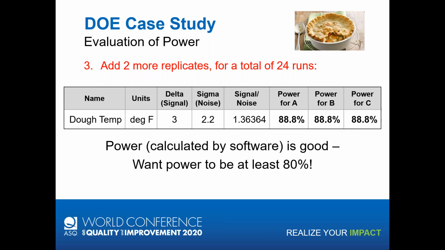Okay, so for this case study, what we're going to do is we're going to add 2 more replicates. That's going to give us a total of 24 runs. We had 8 runs to begin with. 2 more replicates will give us 24 runs. When we do that and we check the power now, so we haven't changed our signal, we haven't changed our noise, we've just increased the number of runs. Now our power is up to 88 to 89%. So this is good. Now I feel like I have a chance to be successful in running this experiment. Yay.